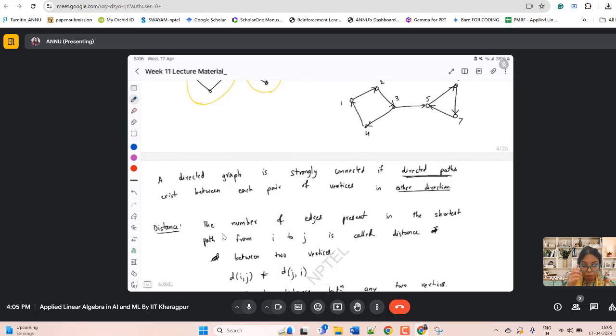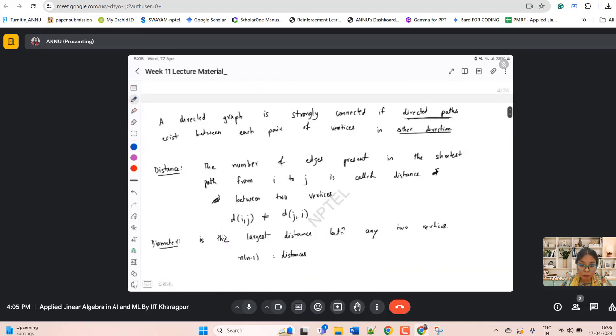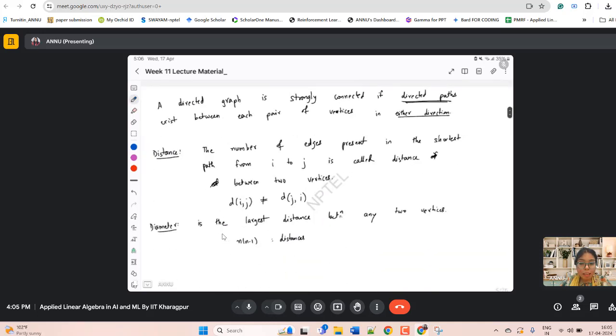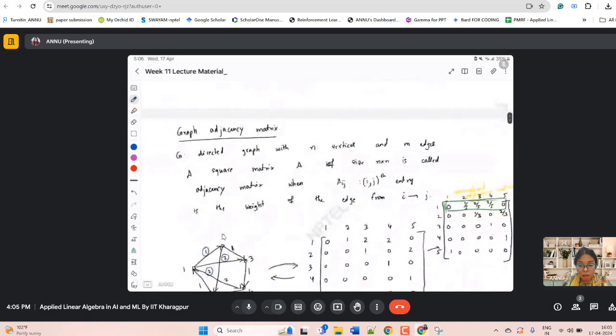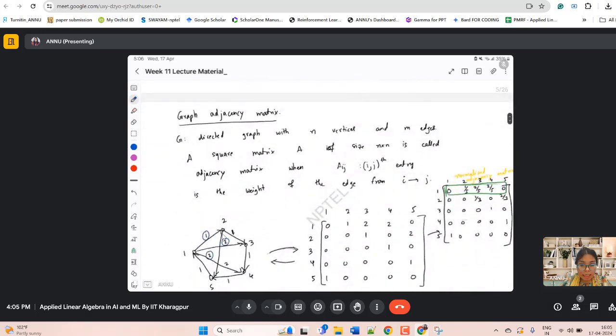Okay. So suppose how to calculate the distance now. The number of edges present in the shortest path from I to J is called the distance between the vertices. So in distance, whether you calculate from I to J or J to I, that will be the same. Okay, so the diameter is actually the largest distance between two vertices. Okay, since the revision session is only for 1 hour, I'll go a little faster.